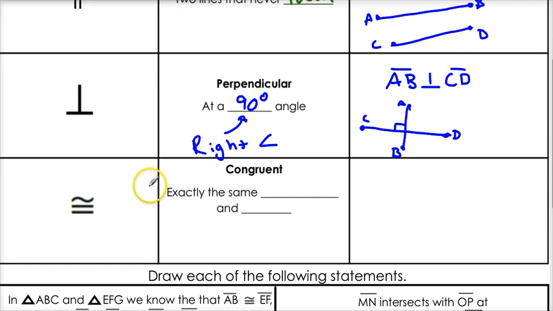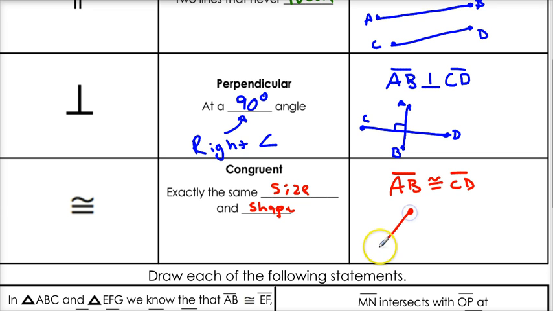And the third one we use is congruent. This equal sign with this little squiggle right there means congruent, and that means exactly the same size and shape. So basically they're the same. They're the same size and shape. So if I said AB was congruent to CD, that symbol means congruent. All right, we draw little lines. Well, it doesn't matter which way they're facing, okay? But they have to be the same size, and these two look about the same, okay? They are the same, all right?